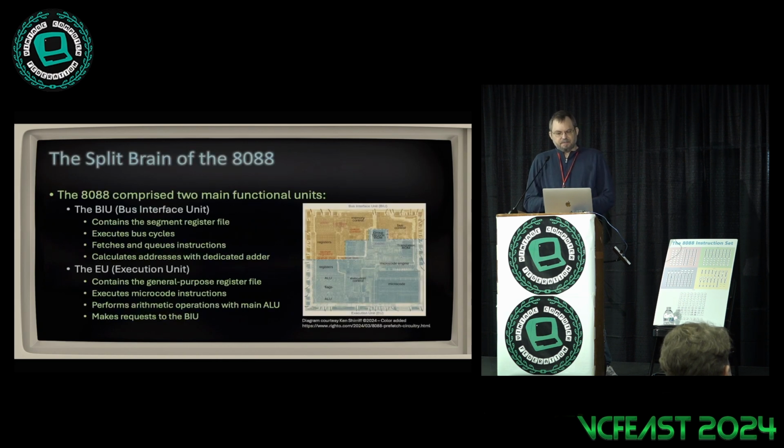So the 8088 has a split brain. It has 2 main functional units, the bus interface unit and the execution unit. The bus interface unit is what you'd expect. It handles the bus, it executes bus cycles, and it's responsible for that prefetching process, which it does pretty much on its own whenever it feels like it. One important thing is it does have a dedicated adder for calculating addresses, and that'll be very important in a second. The execution unit, meanwhile, is responsible for executing the microcode and doing ALU operations.